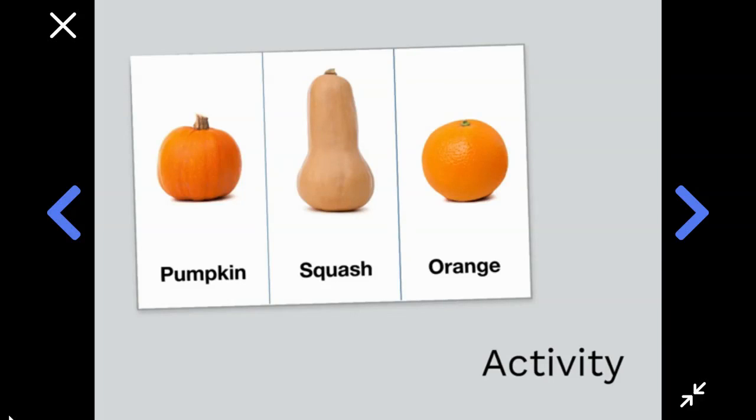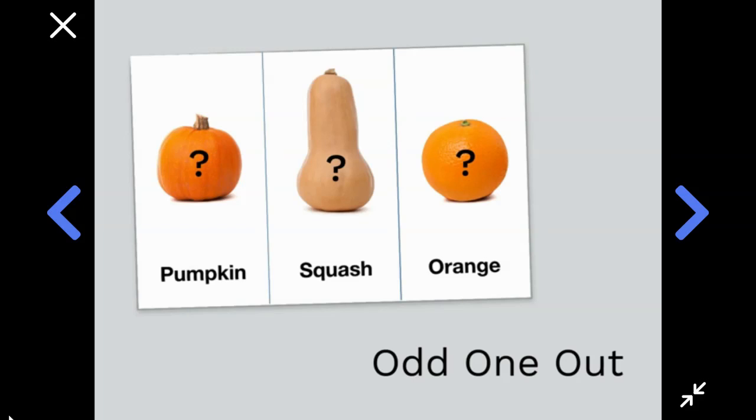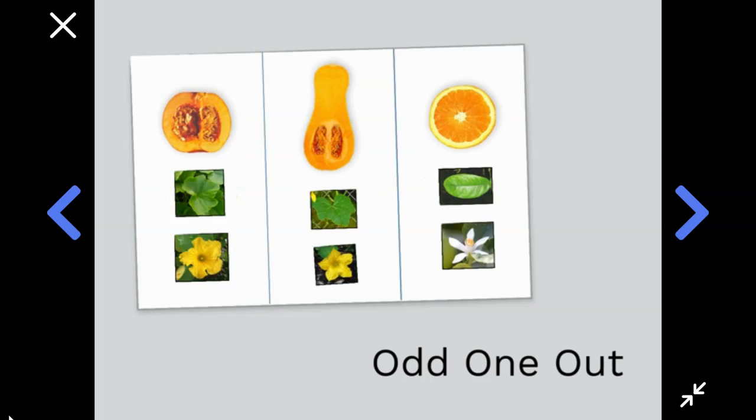In today's activity, you're going to play a game called Odd One Out. First, I'll show you the outside of 3 different fruits, like you see in the example here. You'll take a guess about which 2 you think are related. Then I'll show you the inside of those same fruits. Plus, I'll show you a little picture of their leaves and their flowers. Once you've seen these clues, you'll get to take a second guess about which 2 you think are related.